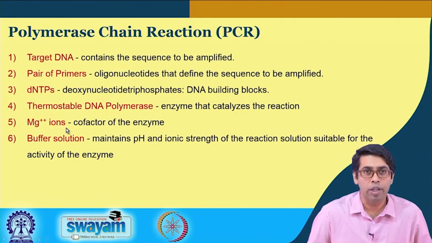Magnesium ion is a cofactor which is needed by polymerase to perform its reaction, and all of these components will be added in a buffer solution which maintains the particular pH and ionic strength that is required for the activity of the enzyme. So, how does this polymerase chain reaction work?